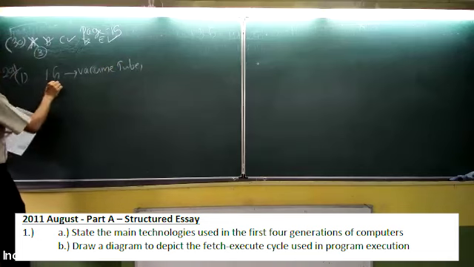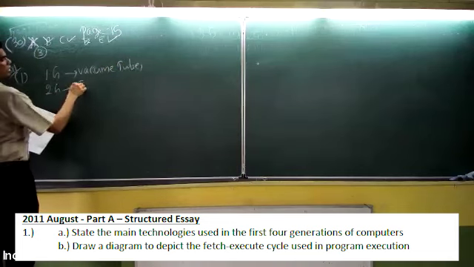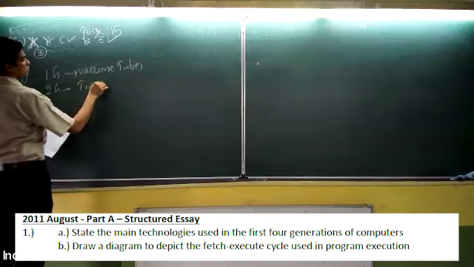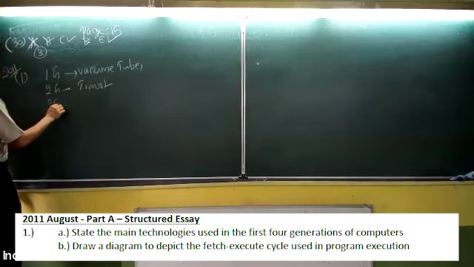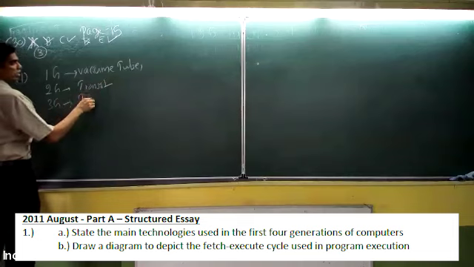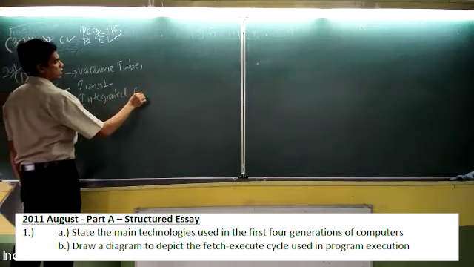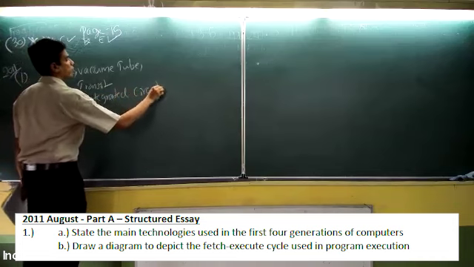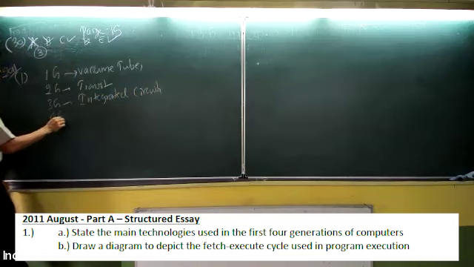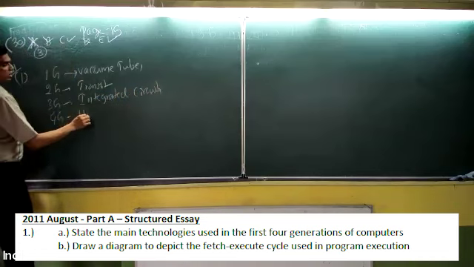Then 2G, transistors. Then 3G, integrated circuits, or else ICs, integrated circuits. Then 4G, microprocessors. So they want only up to the first 4 generations, microprocessors.